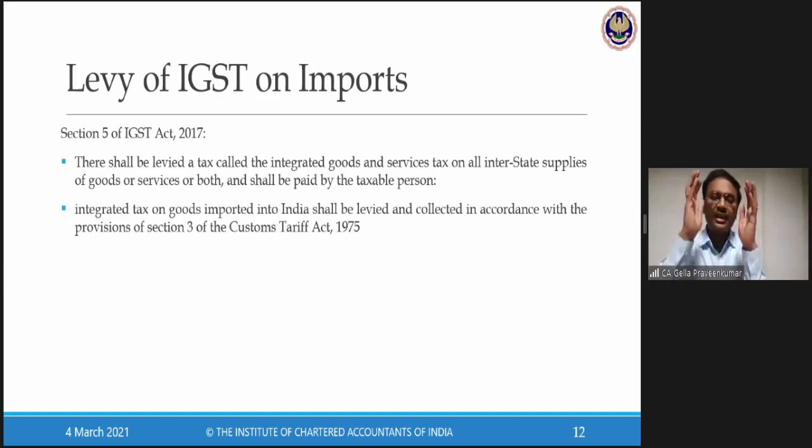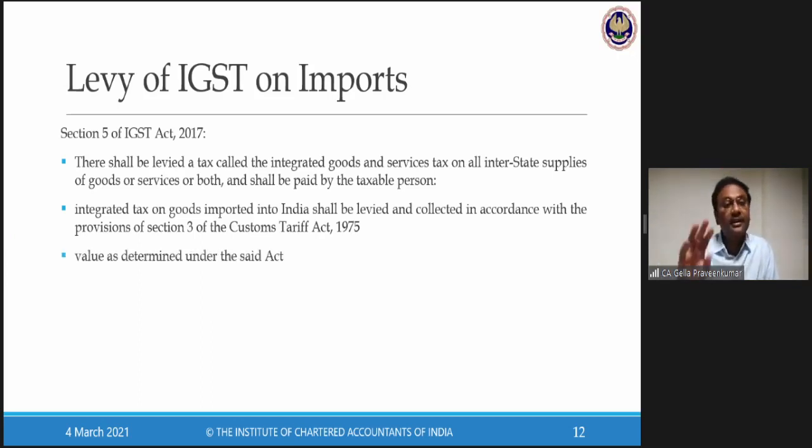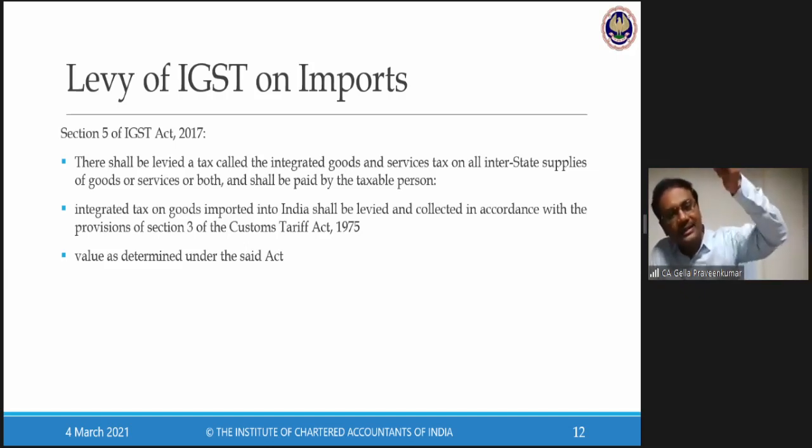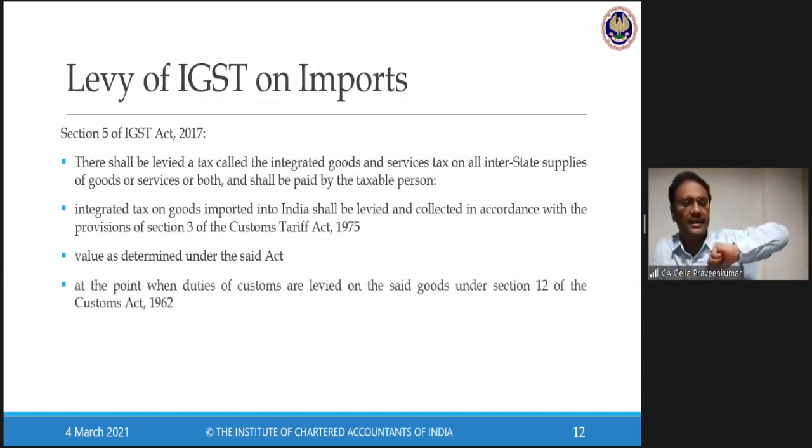So friends, in relation to imports, I being a registered person, I would pay my integrated tax at the time of payment of customs duty under the Customs Act. Now, on what value? The value which is identified under my Customs Act, and at the point when the duties of customs are levied on the said goods under Section 12. So here what they're saying, there is no doubt whenever there is an interstate supply, you need to pay IGST.